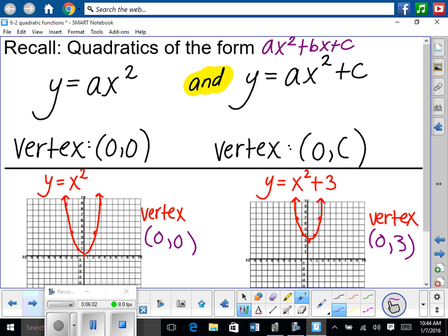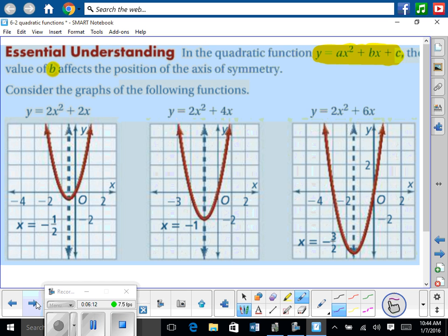So does everybody see how these two things relate? Well, quadratics oftentimes have a bx value. In fact, most of the time they have a bx value. So we have to be able to know how to do those. This is what today's lesson is on. A quadratic function of the form y equals ax squared plus bx plus c. The b value affects the position of the axis of symmetry. So I'm going to say it again. The b value in front of x affects the axis of symmetry.